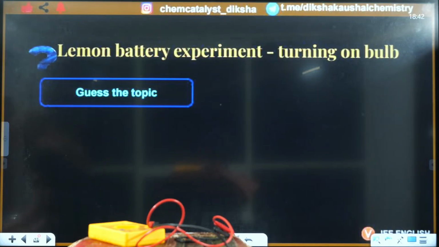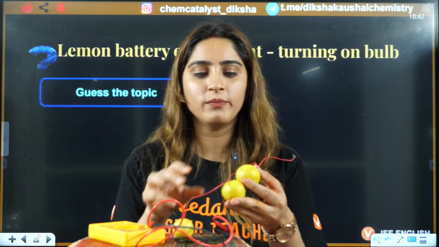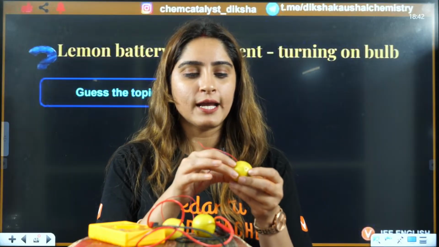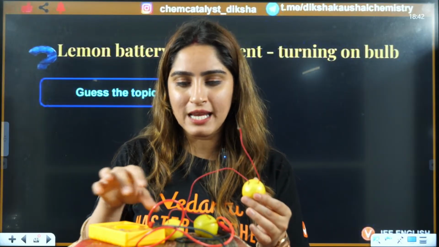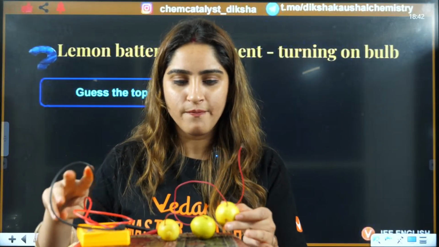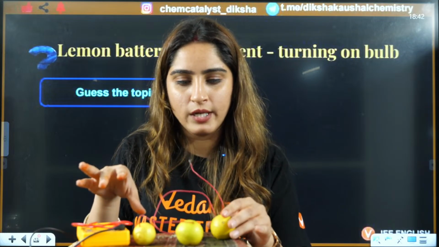Now we have this lemon. Now we will make a cell from the lemon. You can do this at home also if you have an ammeter. So, if you see this here, I'll just keep this here. This is lemon number 1, lemon number 2, lemon number 3.